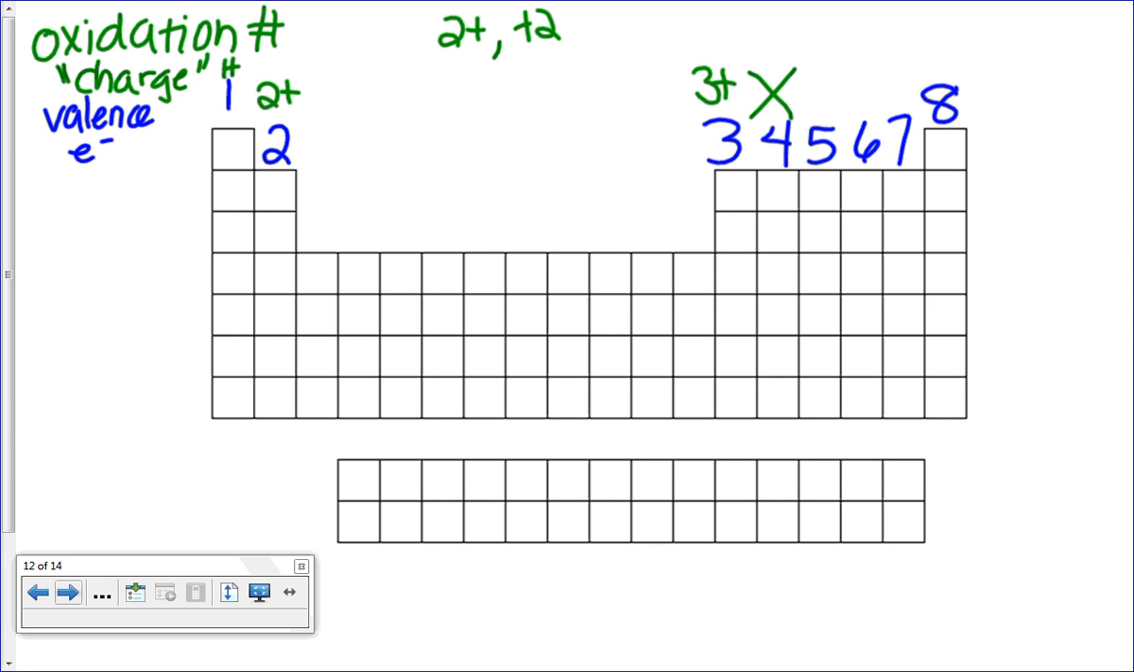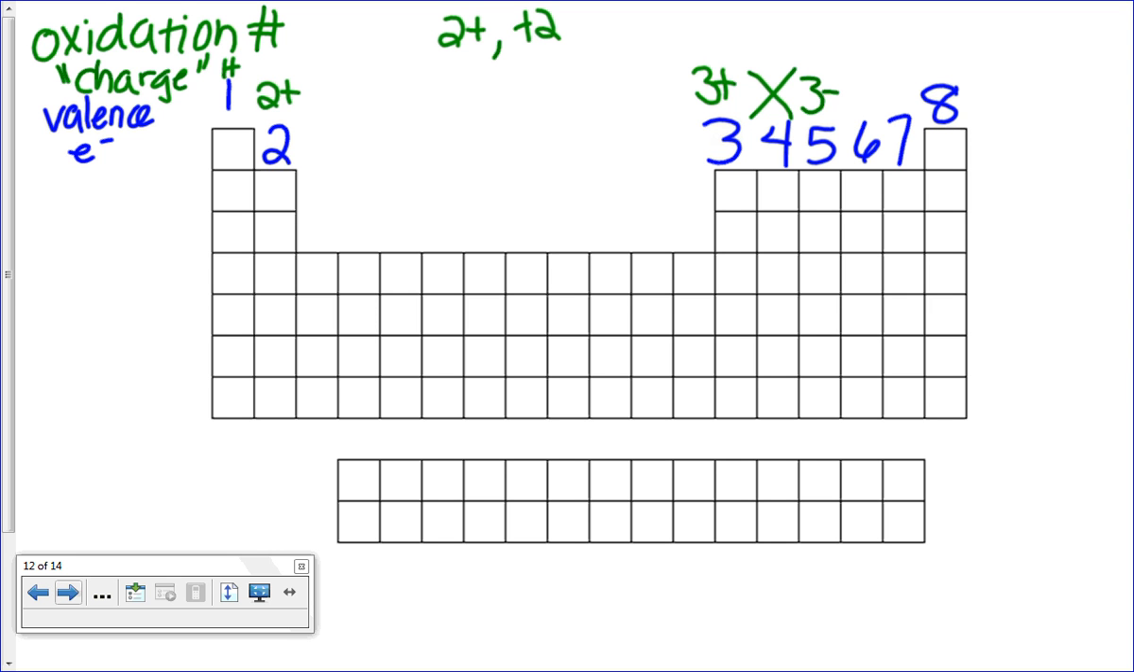Okay, so now over here, these nonmetals. If they have 5 valence electrons and they're trying to get to 8, does it make more sense for them to kick 5 off of their outermost level or to gain 3? Gain 3. So what will their overall charge be if they're gaining 3? 3 minus. Okay, 3 minus is the oxidation number for the group 15 elements.